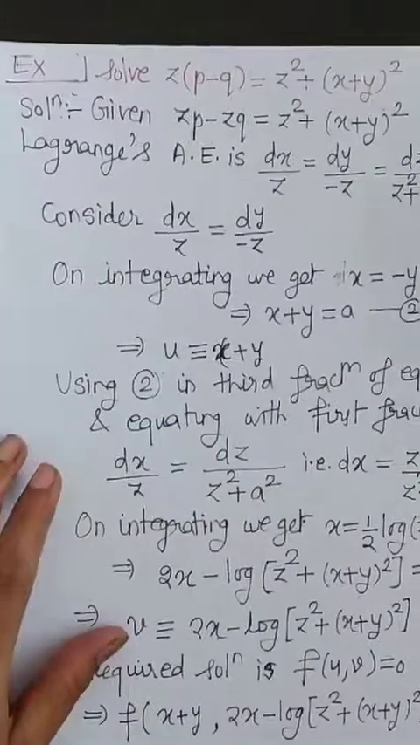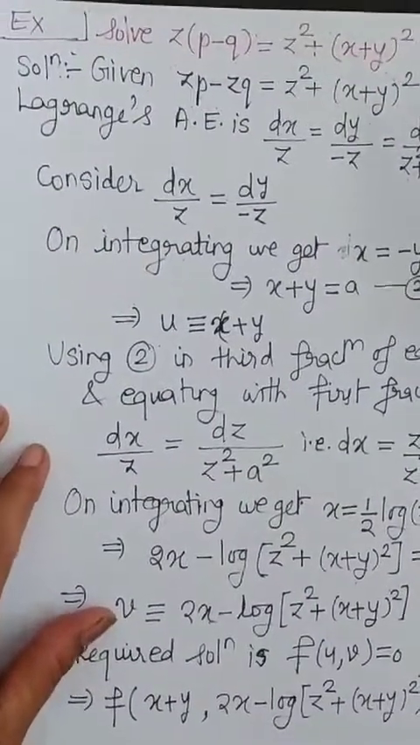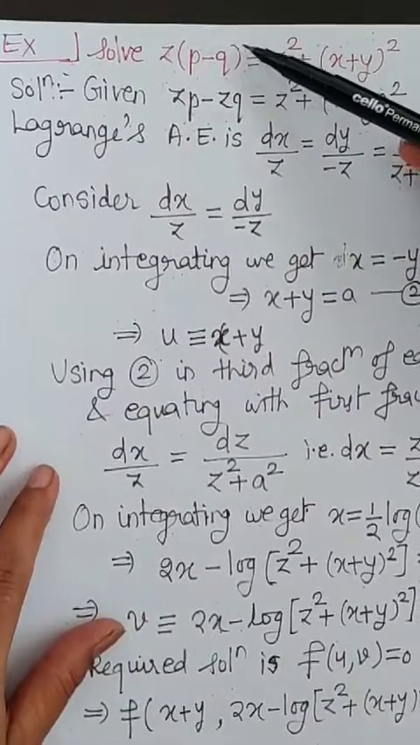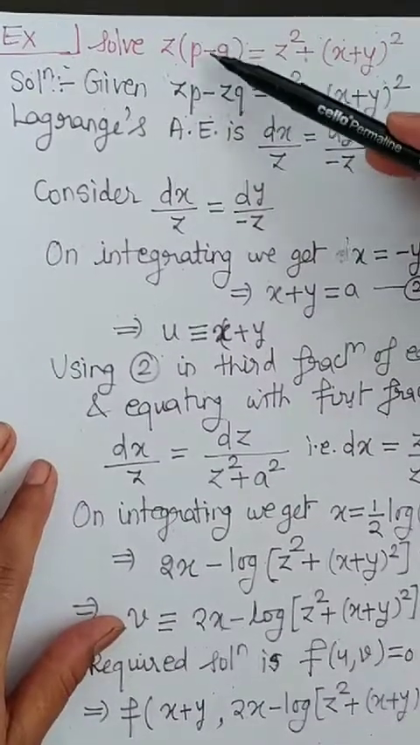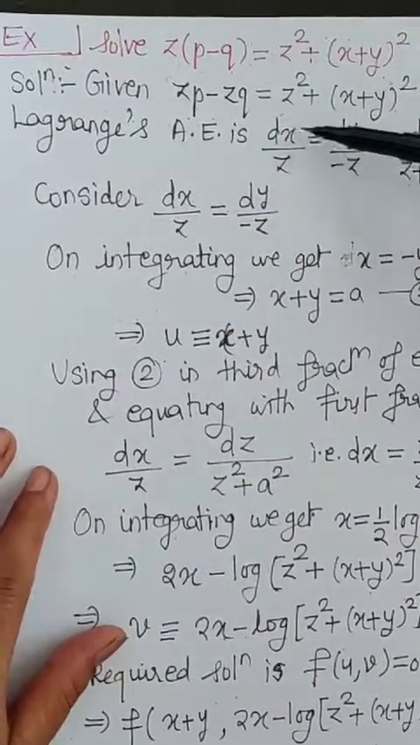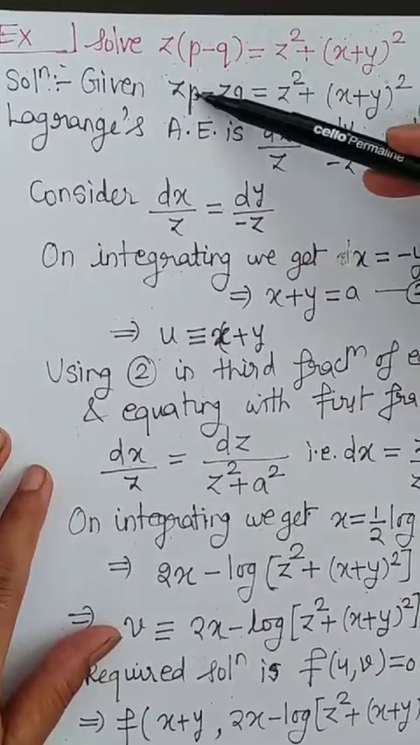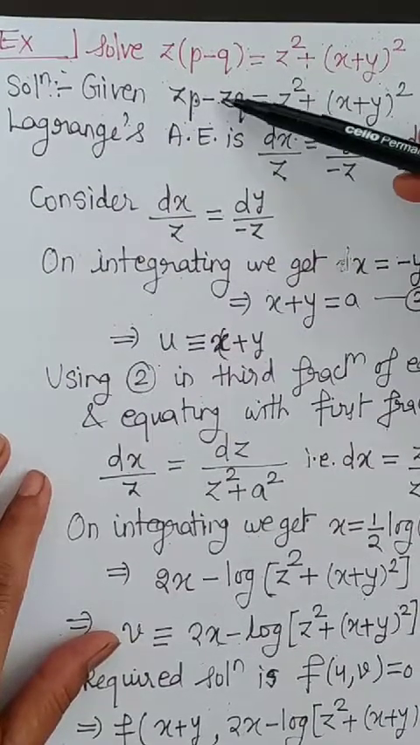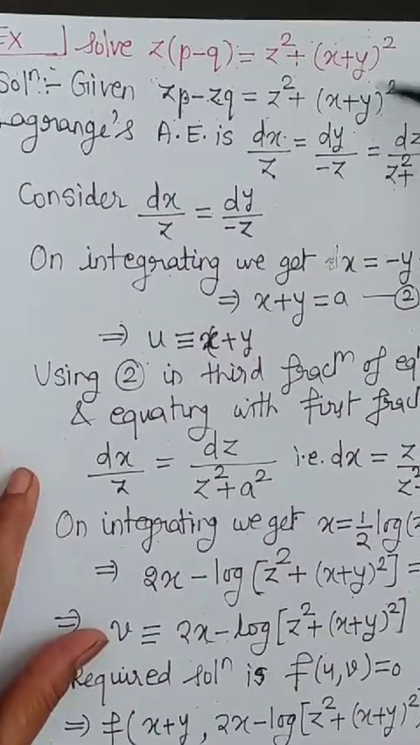Now let us take the third example on method 2. Again, let us see whether it is standard form or not. So we will write it as zp minus zq equal to this. We can write Lagrange's auxiliary equation. The coefficient of p is z, so that is capital P. The coefficient of q is minus z, that is capital Q on the right hand side.